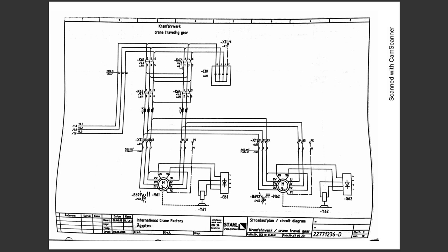K61 and K62, those two options, we only have one option from them, forward or reverse. And from those two options, we have only one option. We can make the motor move in high speed or low speed. So this is our crane traveling gear.